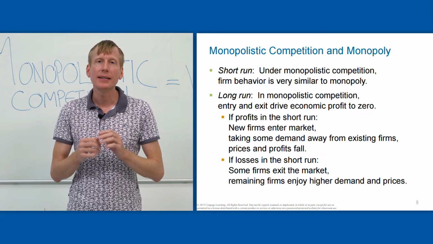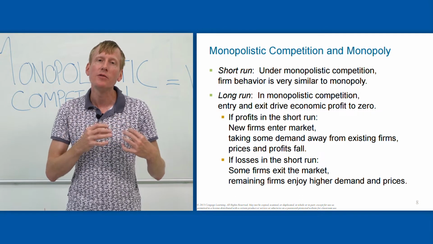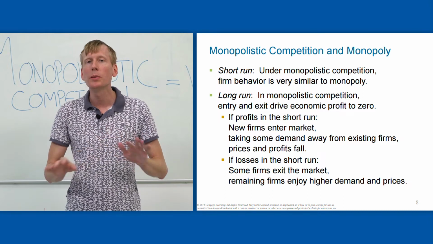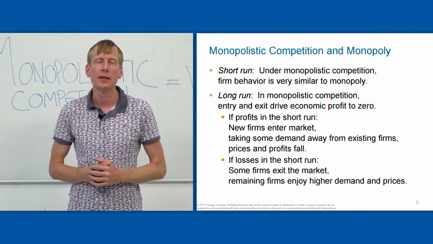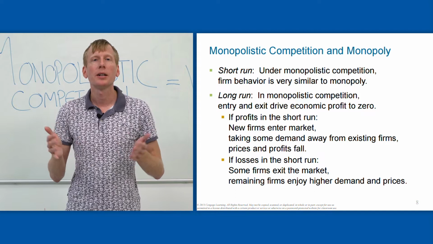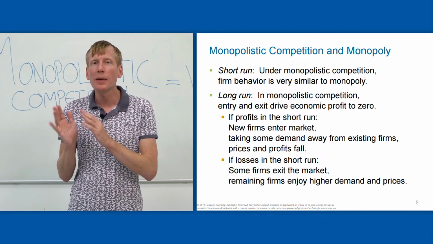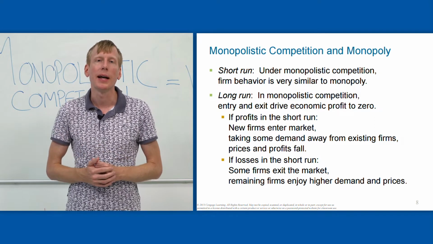That's the natural tendency if we have negative profits being earned in a monopolistically competitive market, just as it would be if we had a perfectly competitive industry. In a perfectly competitive industry, when we have entry into that market, we model that as a shift in market supply.